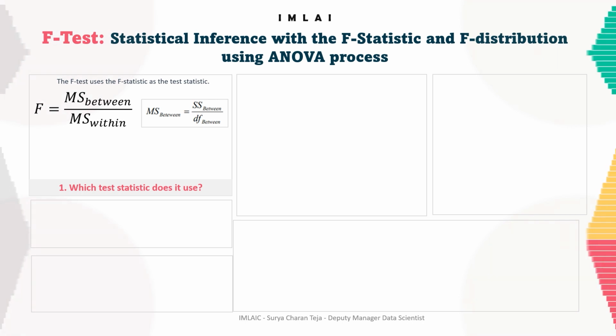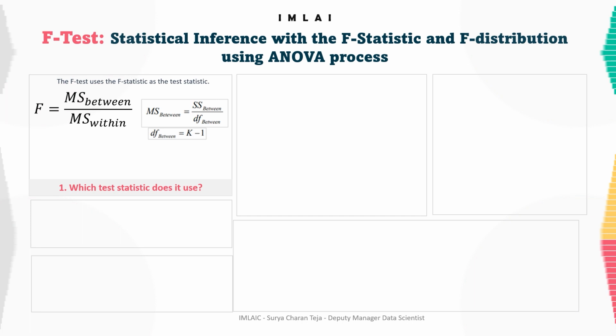So how do we calculate the degrees of freedom between? df between is between the categories inside a variable. If a variable has 10 categories, then we have to find the degrees of freedom between these categories. So df between is k minus 1.